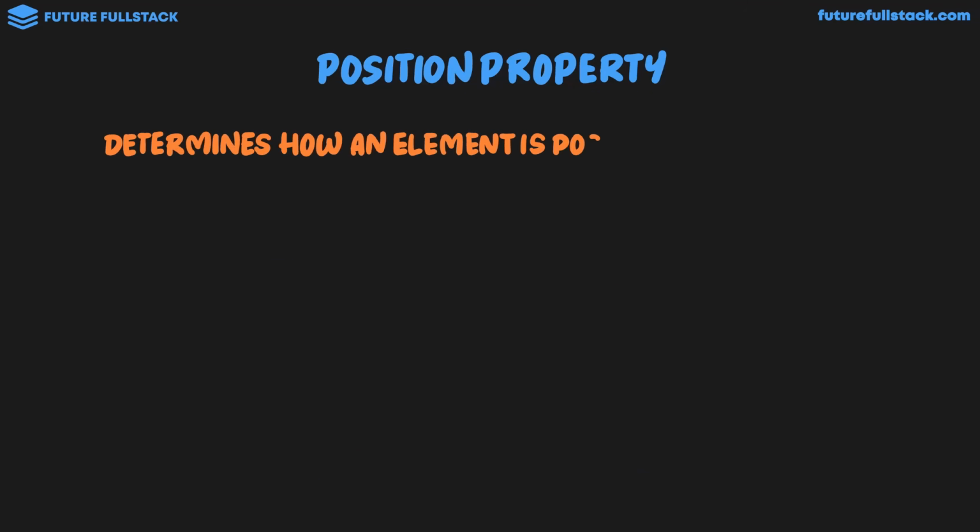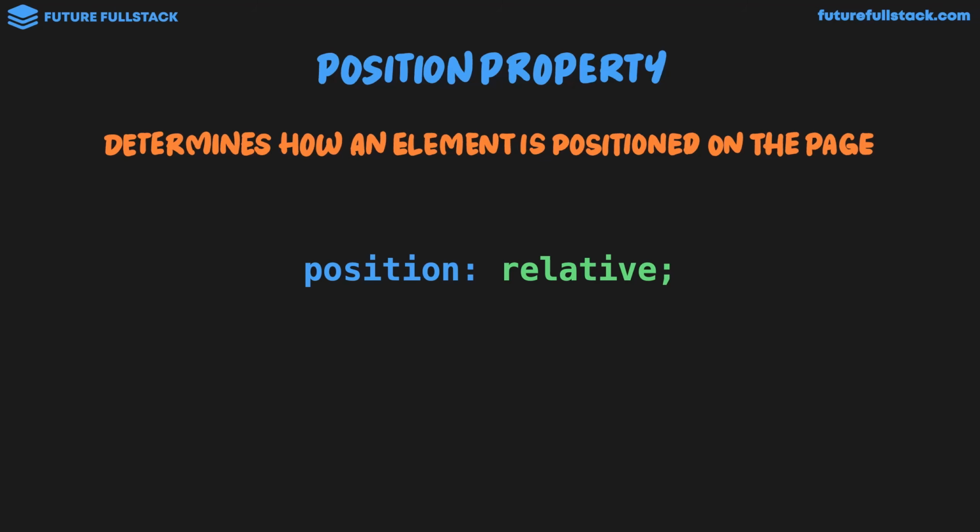So let's now talk about the position property. The position property determines how an element is positioned on the page. In CSS, it looks like this. Position is the property, and relative is an example of one of the values. The values we can have include static, relative, absolute, fixed, and sticky, where static is the default value.